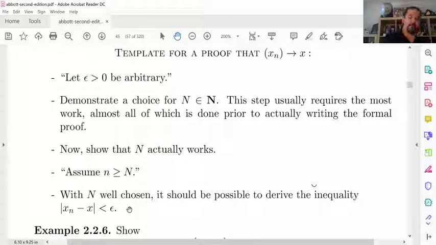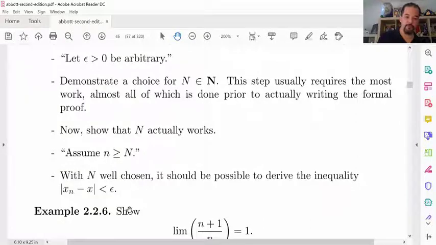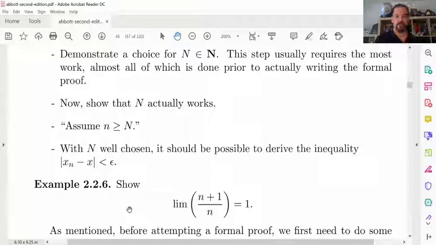Okay, so let's put it in practice with a second exercise. Just since I have the book, it's exactly this one. So let's do this exercise, 2.2.6. So let's prove that the limit of n plus 1 over n, that sequence, is 1. Show that the limit of n plus 1 over n is 1.